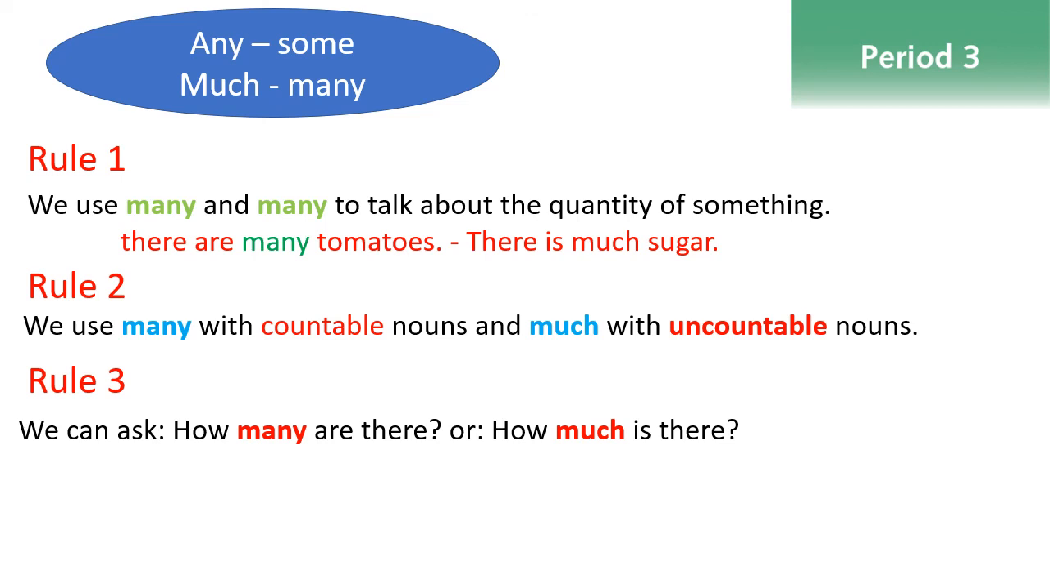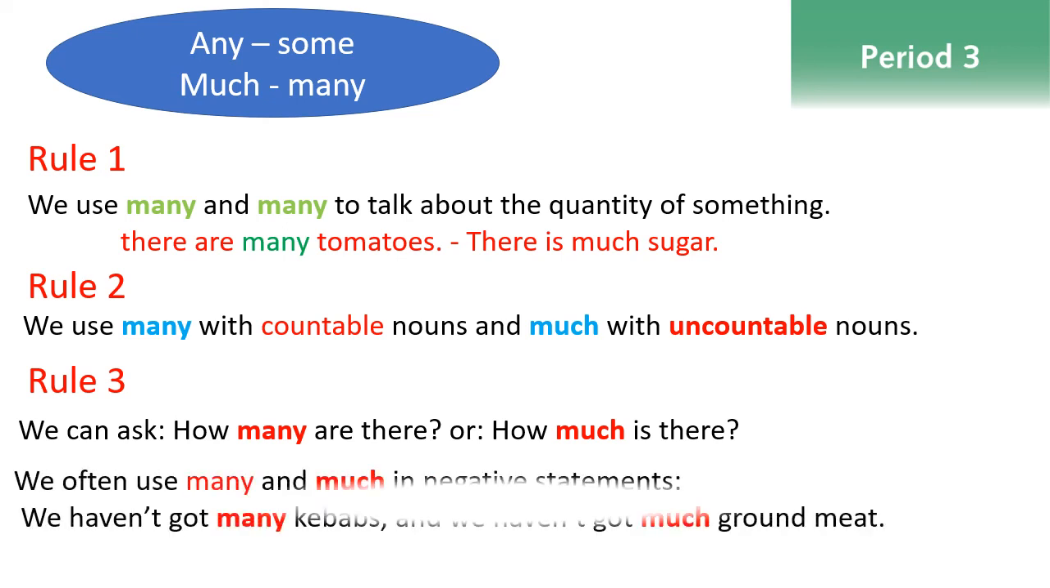And the last rule, we can ask how many are there and how much is there. بنقدر نسأل how many are there or how much is there. عن العدد how many, عن الكمية how much. We often use many and much in negative statements. في النفي عادي بستخدم many وبستخدم much. We haven't got many kebabs and we haven't got much ground meat.